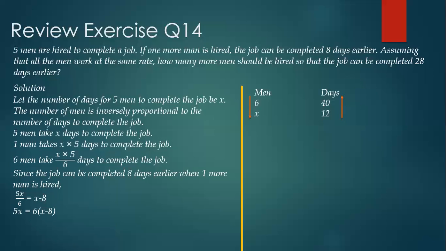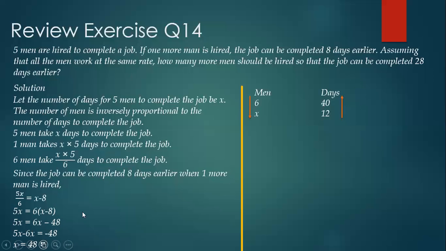Now, since one more man is hired, remember, this 6 comes from where? This is cross multiplication. We are multiplying this 6 with the whole of this. So let's open the bracket. 6 into X is 6X minus 6 times 8 is 48. So we are going to take this 6X on the other side, and it's going to get negative. So X will be 48. 48 is the total number of days that 5 men will complete the work in.